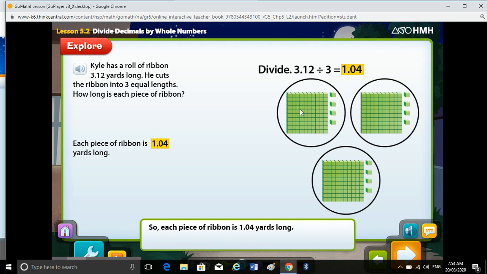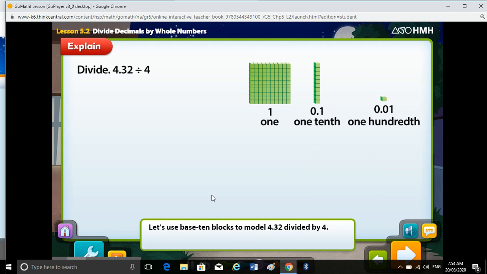So the answer is 1.04. 1 flat means 1, and 4 small cubes mean 4 hundredths. Let's use base 10 blocks to model 4 and 32 hundredths divided by 4.